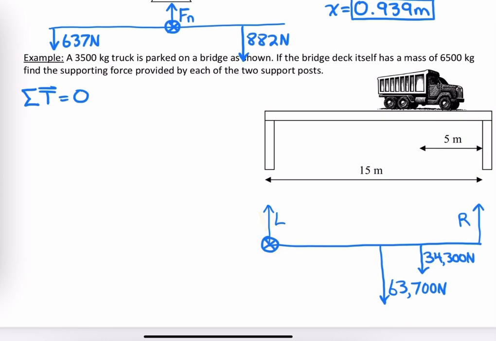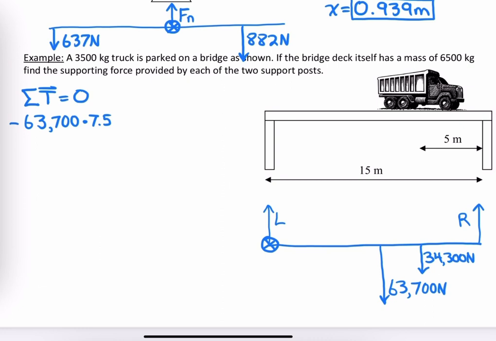Okay, so L creates no torque, but this weight of the bridge certainly does. And it's at a distance of whatever that is. Well, the whole bridge is 15, so that halfway point where FG is going to act, because it's a uniform bridge, I think, is going to be 7.5. So my first torque is 63,700 times 7.5. And that guy is trying to rotate my bridge. This force here is trying to rotate my bridge in a clockwise direction. So that's going to be a negative torque.